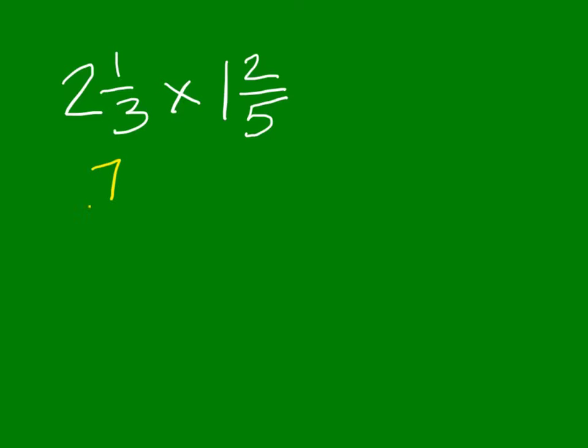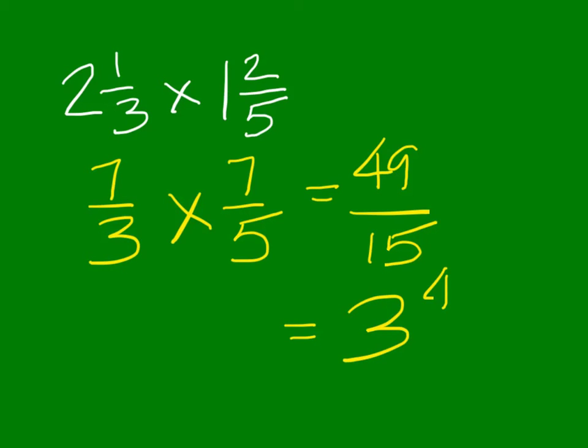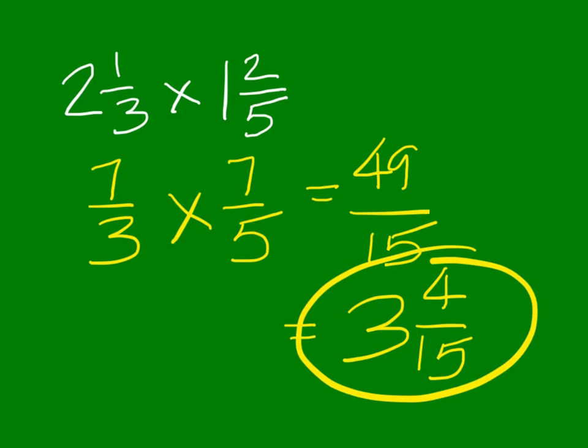You should have 7 over 3 times 7 over 5. And that is 49 over 15. 15 goes into 49 3 times, which is 45. So that means you have 4 left over. 3 4/15.